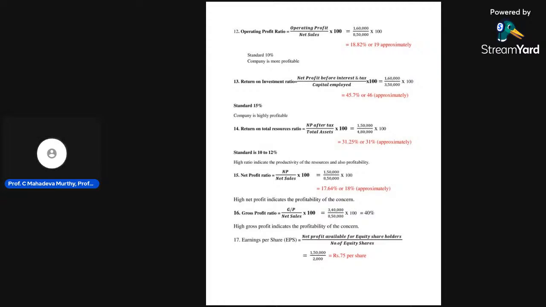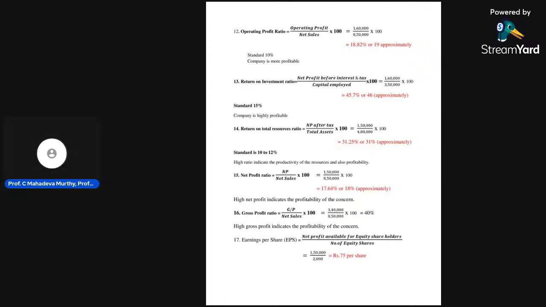Then 16, gross profit ratio. Gross profit divided by net sales into 100. Gross profit is 3,40,000, as provided in the problem itself, in the income statement and position statement. 3,40,000 divided by 8,50,000 into 100 is 40%. Higher gross profit indicates the profitability of the concern is more.